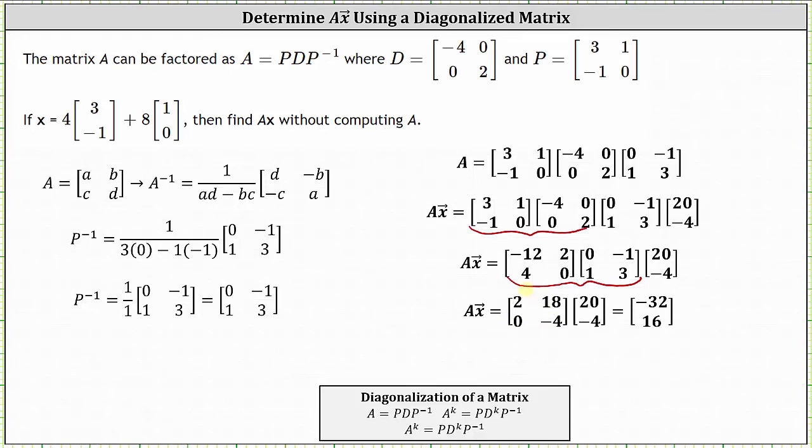This matrix here is actually matrix A because this is a result of P times D times P inverse. Multiplying matrix A by vector x, the first component is 2 times 20 plus 18 times negative 4, which is negative 32. And the second component is 0 times 20 plus negative 4 times negative 4, which is 16. So of course we get the same result using either approach.